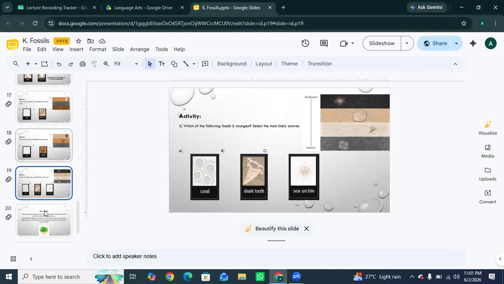So look at the rock sequence. You can see that the sea urchin is in the topmost layer. The shark tooth is in the second layer and the coral is at the very bottom. Because the sea urchin is at the topmost position, it represents the youngest fossil.